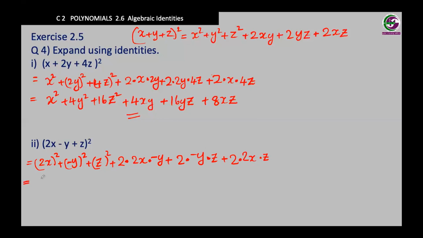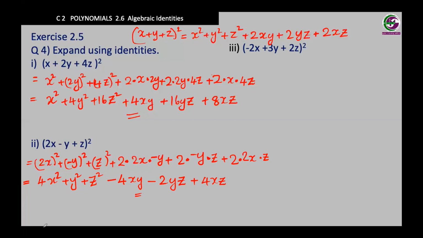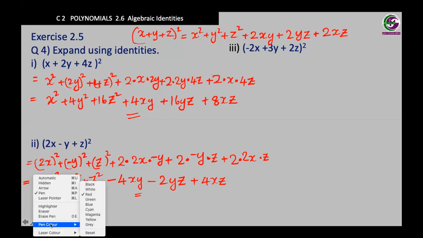which is equal to 4x power 2 plus y square. Negative will get cancelled with the power 2. Z square minus, because plus times minus is minus, 4xy minus 2yz plus 4xz. That's all. We can't simplify this anymore. Now let us see the third part of the same question.